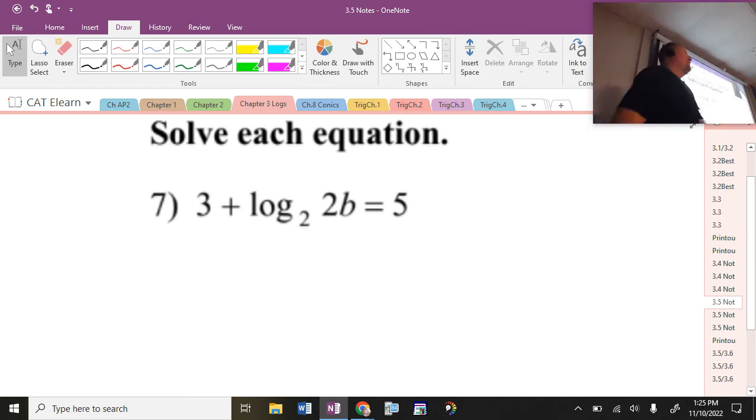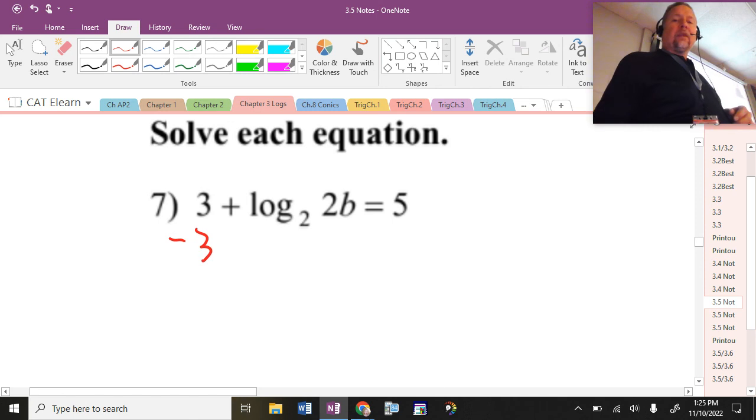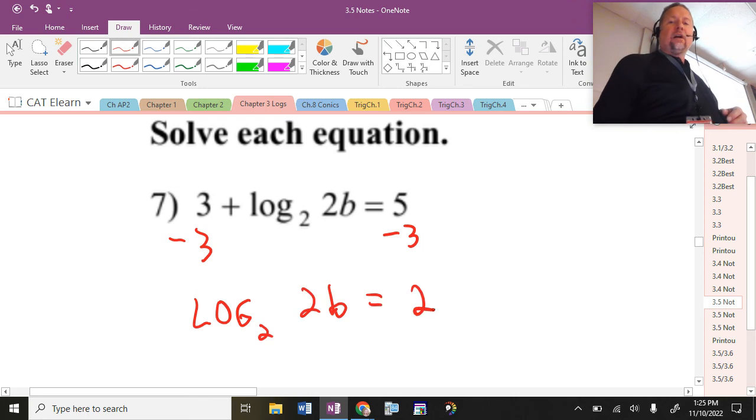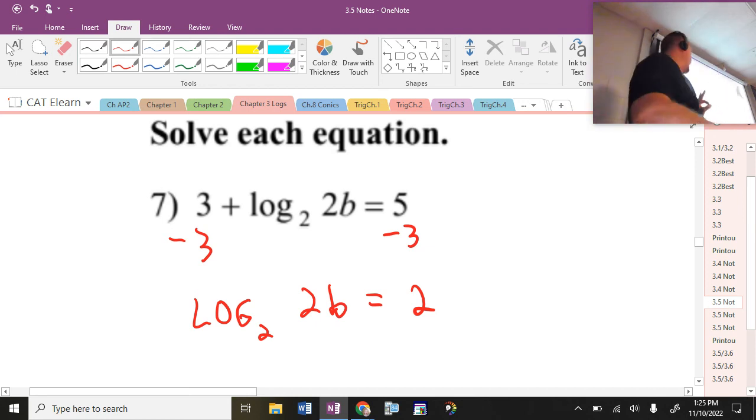Okay, now what do I do first, everybody? 3, 2, 1, go. Let's try that one more time. What do we do first, everybody? 3, 2, 1, go. Subtract 3. In this case, you need the logarithm by itself, and you need log base something of something equals a number. I have my 3 positions taken care of. Boy, there's a lot of 2's in this question.